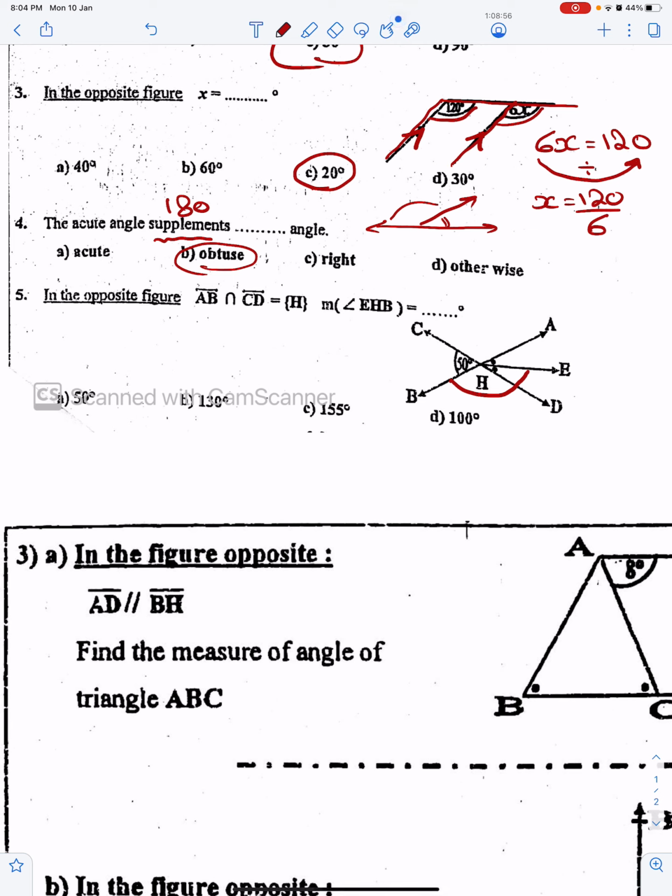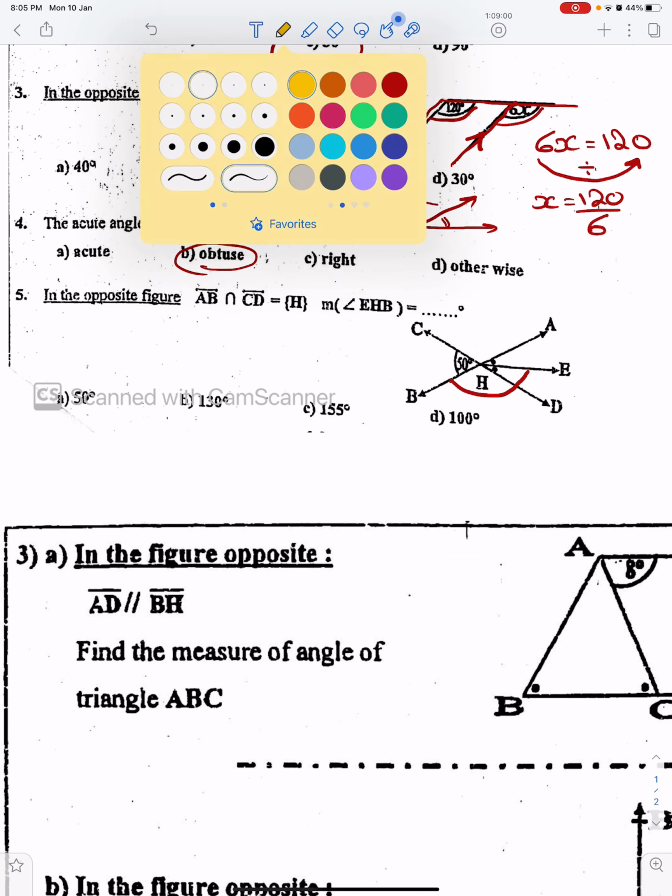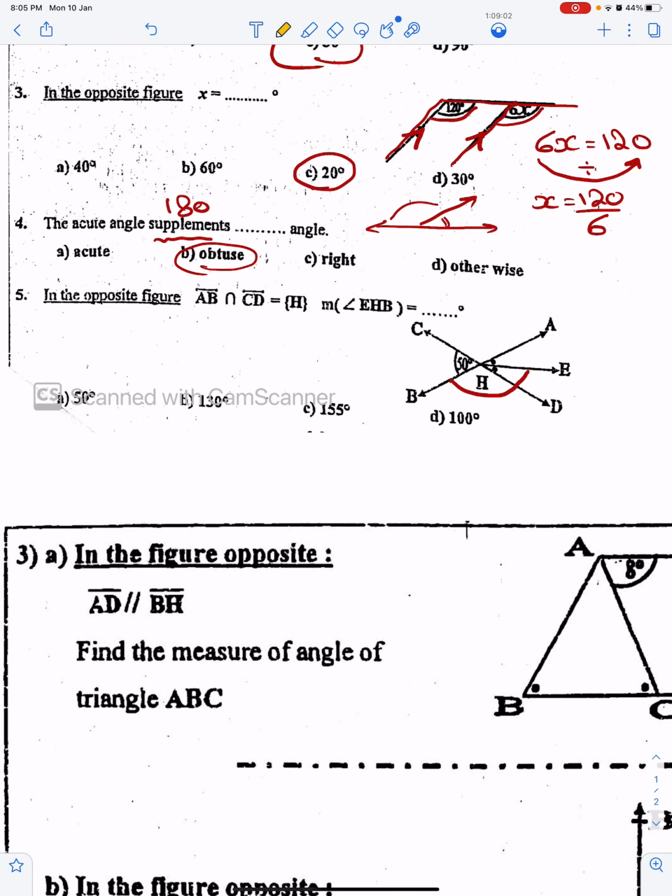Okay, number five, in the opposite figure, he wants the measure of angle EHB, this angle. Angle CHB is 50 degrees, and angle AHD also is 50 degrees. Why? Vertically opposite angles. So this angle is equal to 25 and this angle is equal to 25. Why? Because we have the bisector.